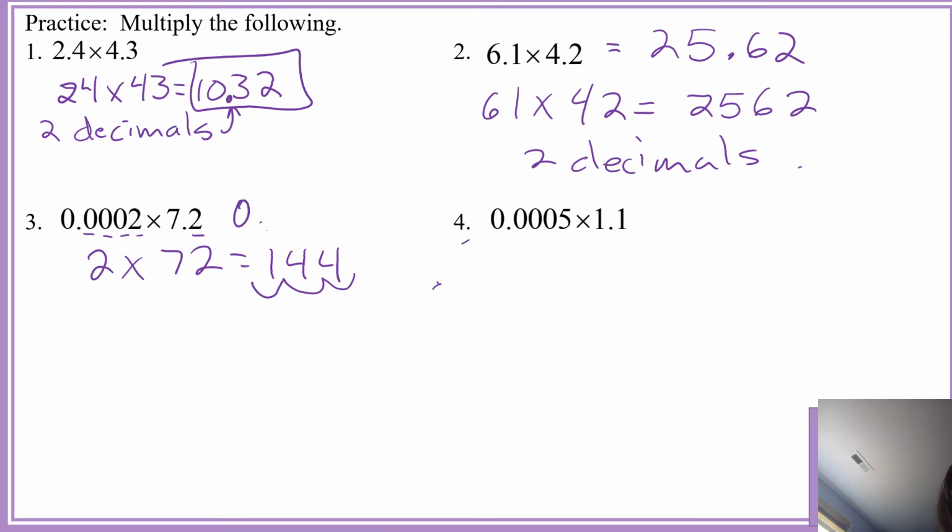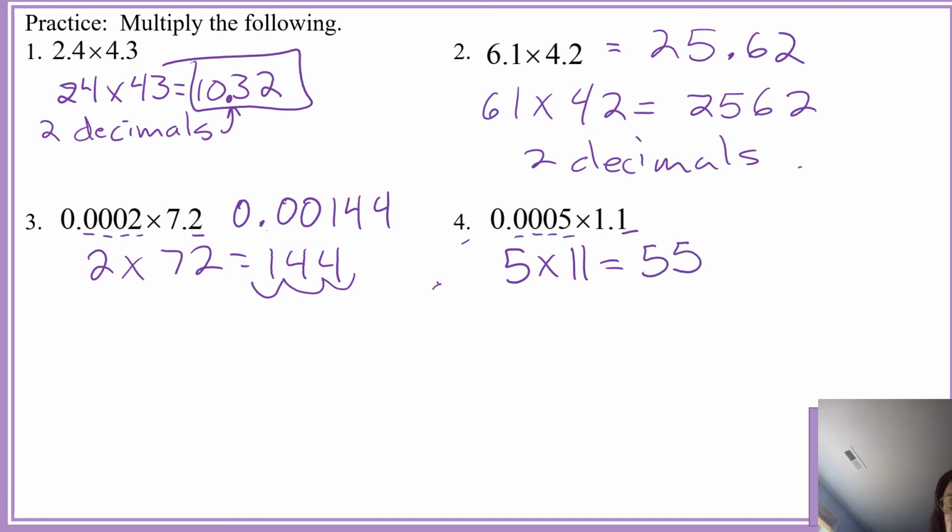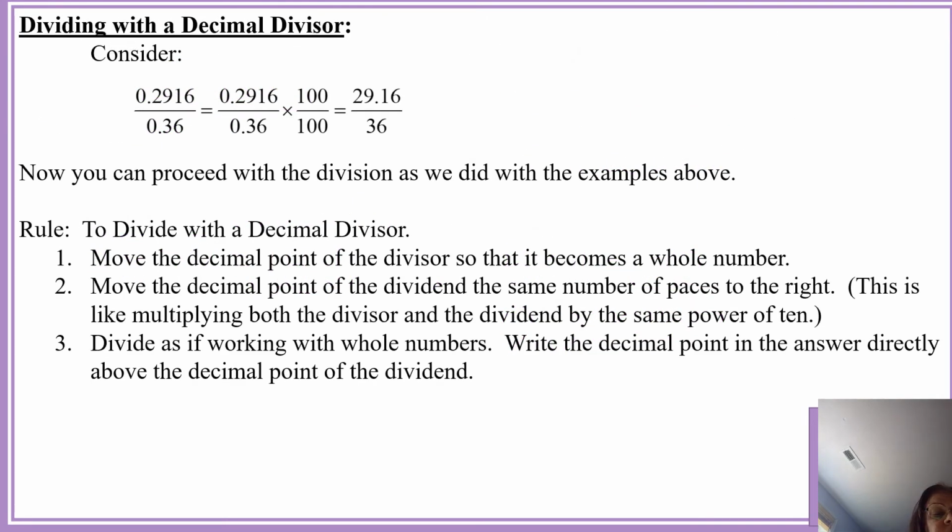Okay, 0 point, 2 more zeros, and then the 144. Okay, and here I have 5 times 1.1, or 11. But I have 1, 2, 3, 4, 5 decimal places. So I have 1, 2, and then I have to give it 3 more decimal places. Okay. Hopefully that makes sense. You can pause this and read over it as many times as you want.